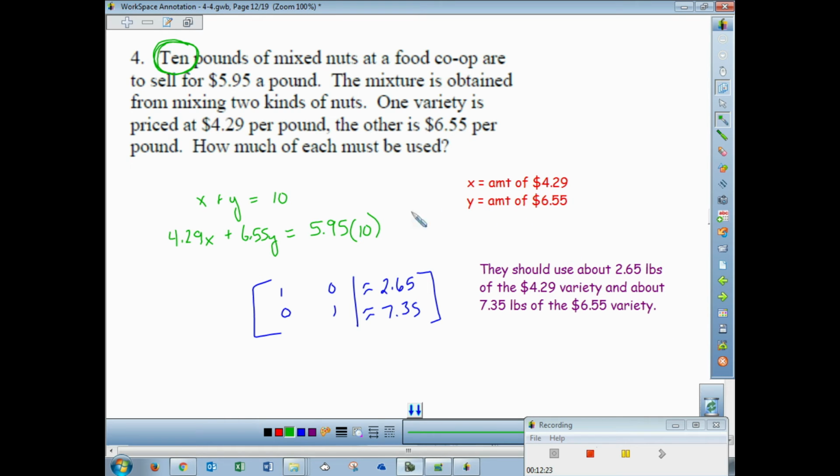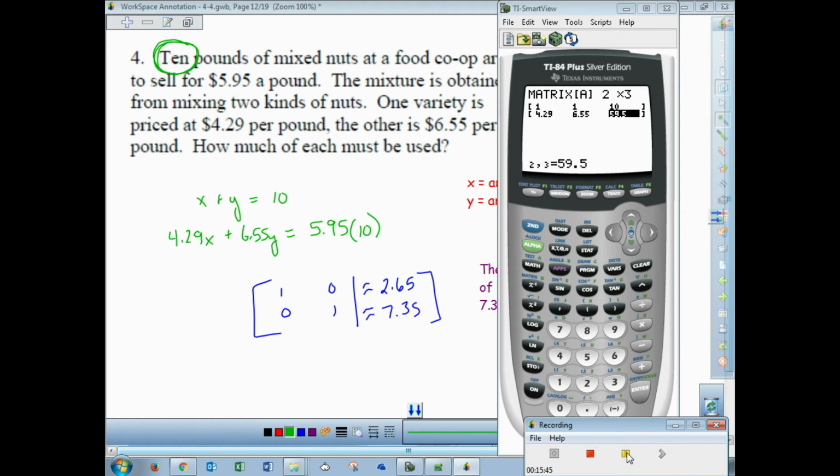And it comes out real nasty. I should have done that for you, but it comes out real nasty. So here it is. You go 1, 1, 10, 4.29, 6.55, 59.5, and then you quit out of it and do your reduced row echelon form on it, and you get the nasties, right? That's fine. You're looking for the row of ones going diagonally, which we had, so I rounded them off to the nearest hundredth right there, about 2.65 and about 7.35. So it kind of freaks you out a little bit that it doesn't come out so nice. That's cool. It's all good.